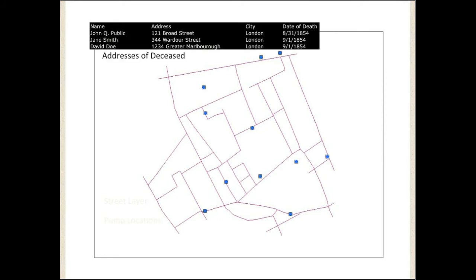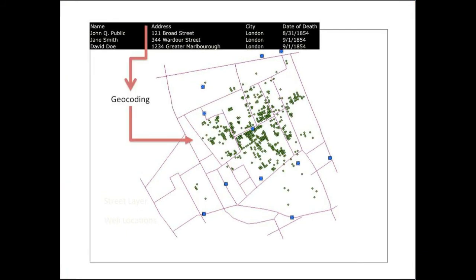Next, Dr. Snow would have obtained a table of addresses and names for all of the people who had died from cholera within the last month or two. He would then use a GIS function called geocoding to automatically create a point on the map at each of the addresses in his table.